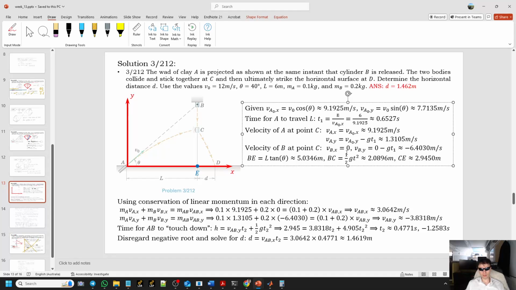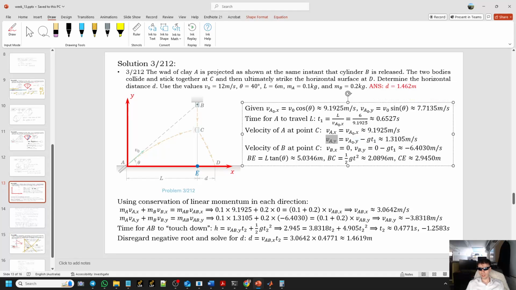And what about the velocity of A in the y direction? We will use the formula of v0y minus g t1, because positive y is this way up, and the acceleration of this point is in the opposite direction, so the ay will be minus g. So we have t1, which is 0.65, we have g 9.81, and we have v0y, which is 7.7, this one.